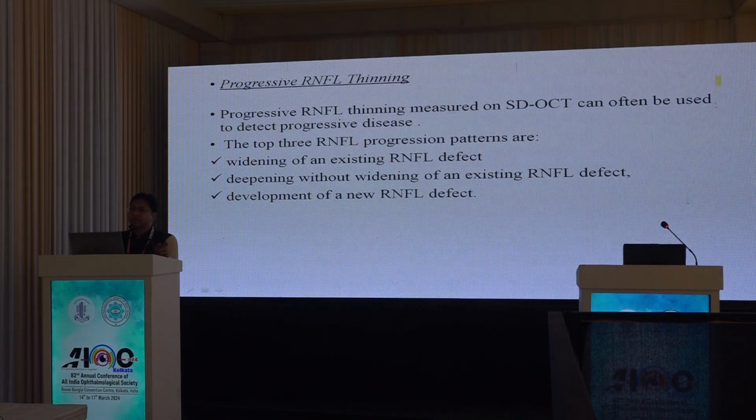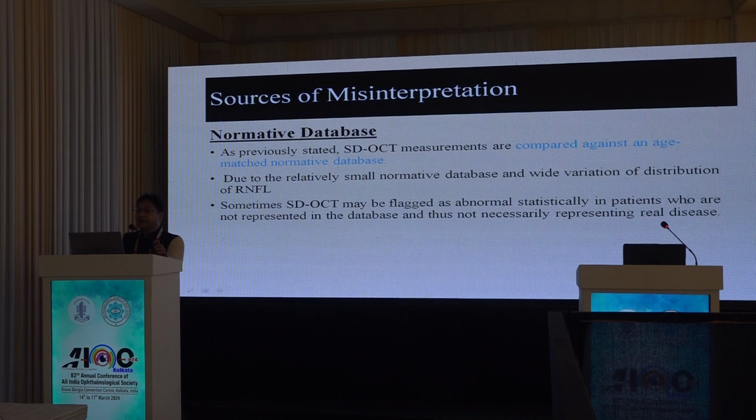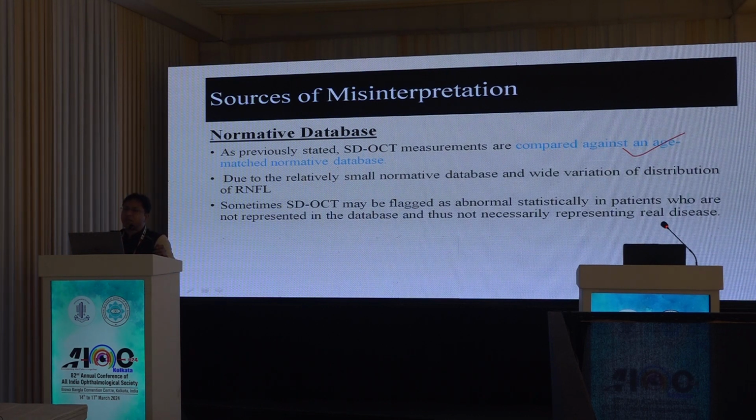We all know that these are pre-perimetric, so it may be that if anyone is showing progression, it may convert to frank glaucoma later on. There are some sources of misinterpretation when you are doing this glaucoma diagnosis. One thing, most important, as we already said, is that it is age and gender matched. So one of the important is the age.